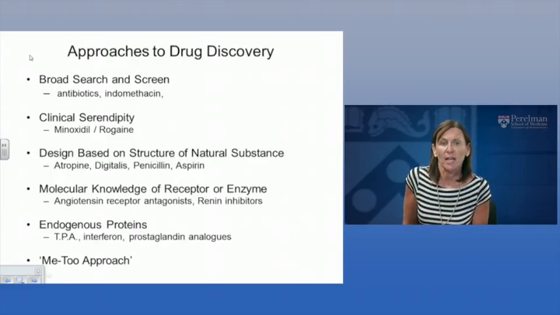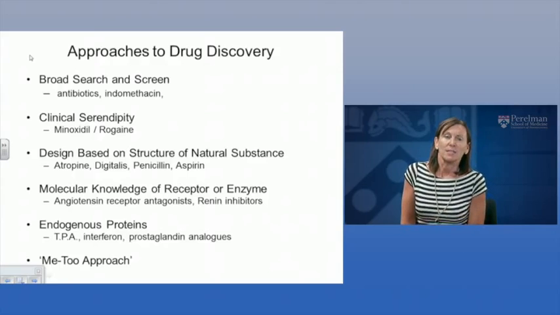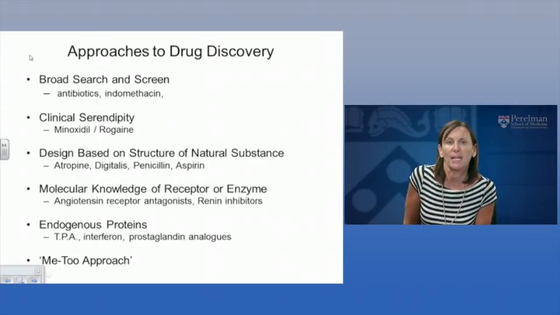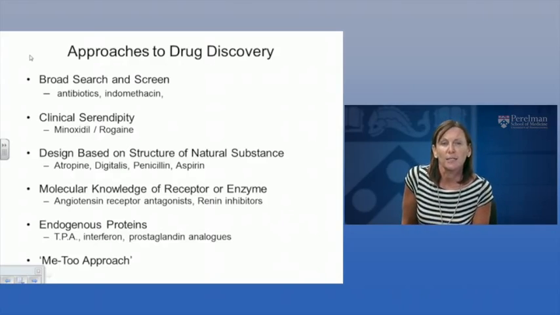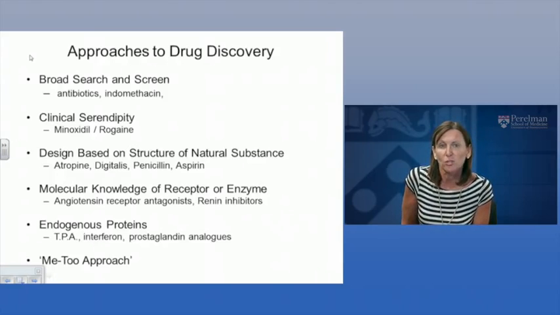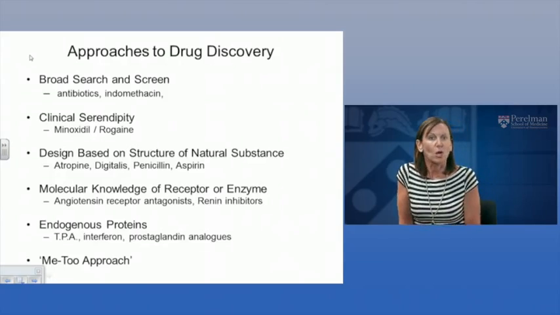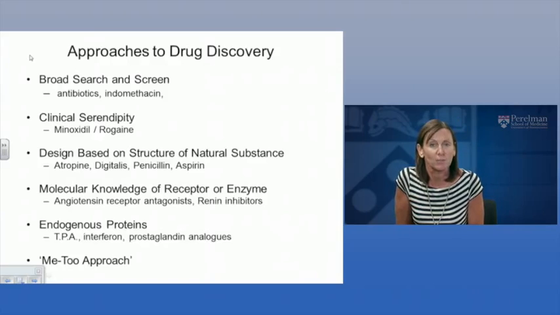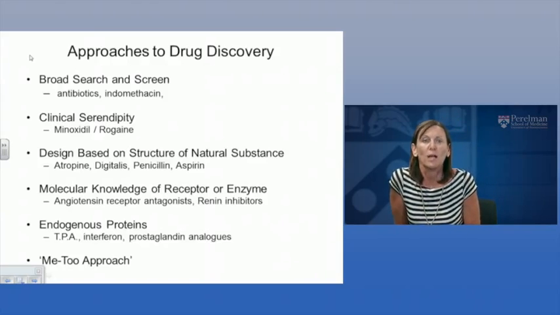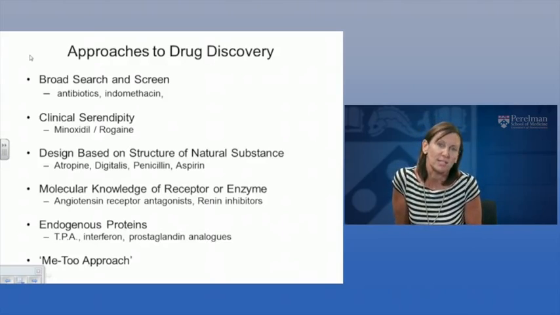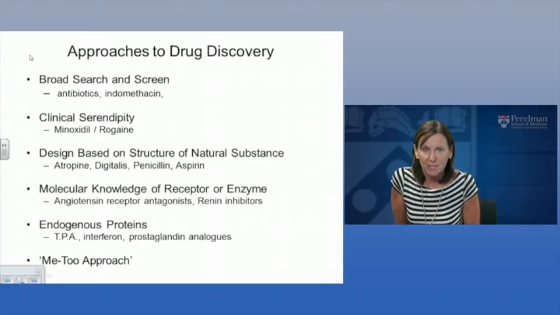Now, taking the side effect of hirsutism, this drug has been refashioned as a topical medication called Rogaine, which is used in the treatment of male pattern baldness. So using the topical application, the unwanted side effect in the setting of hypertension treatment became the wanted effect in the treatment of male pattern baldness. So this is a lovely example of clinical serendipity.